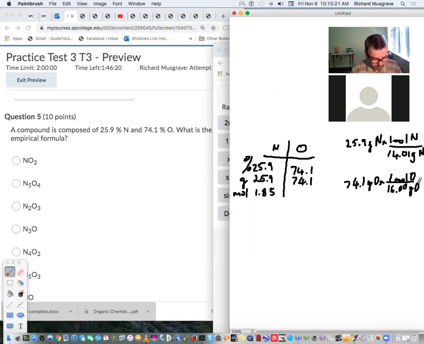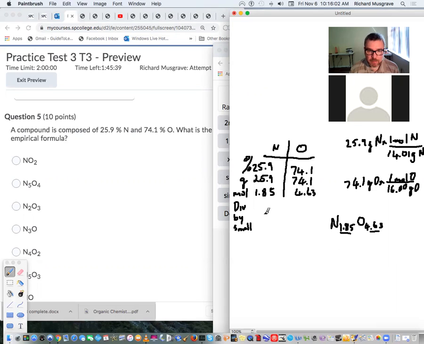And I come up with 4.63 moles of oxygen here. Now at this point, we do have a formula. So like N 1.85, O 4.63, but that doesn't really help us very much. What we want here are whole numbers. So the way we can do that is to divide both of these by the smaller of the two. So that's our next step, divide by smallest.